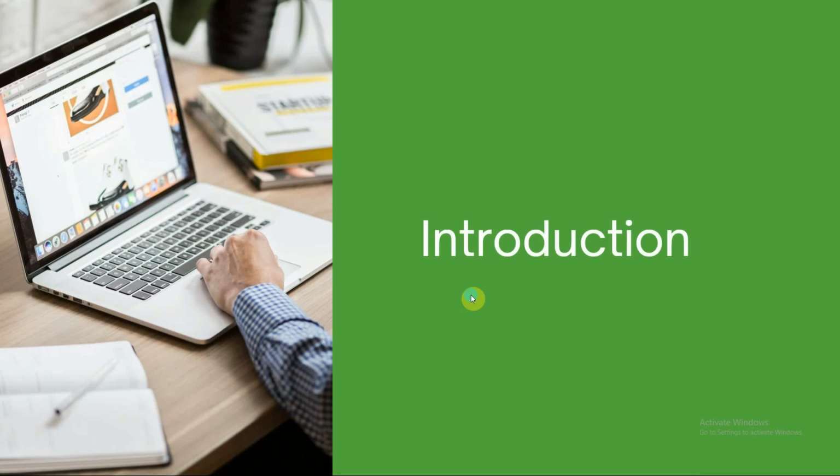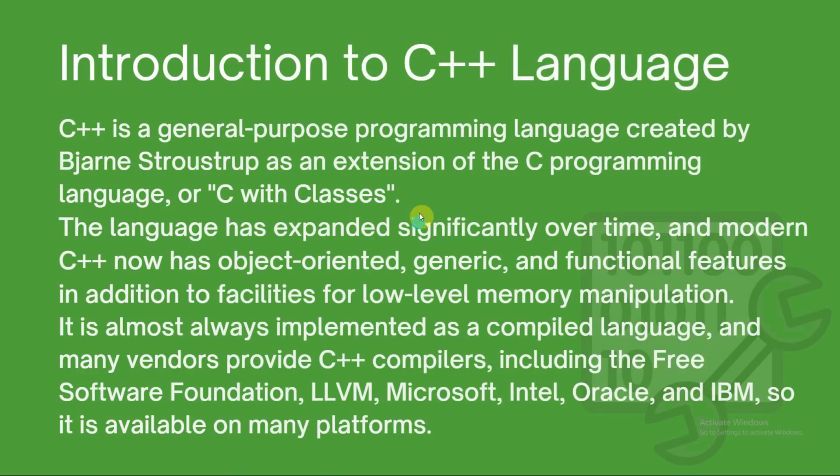As a short introduction, how this language evolved, who the creators are, and also the story. C++ is a general programming language, which was created by Bjarne Stroustrup as an extension of the C programming language, or we call it C with classes. This language expanded significantly over time, and modern C++ has become object-oriented, generic, and functional, in addition to its facility for low-level memory manipulation.